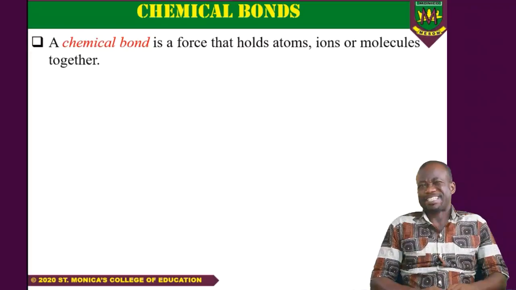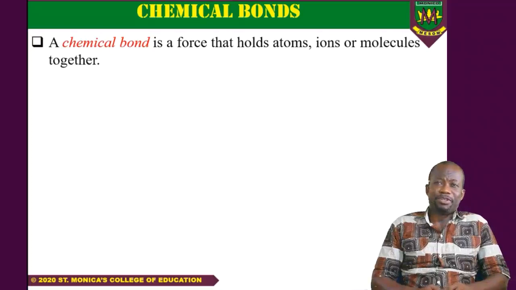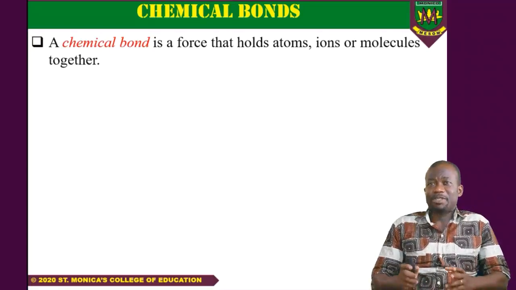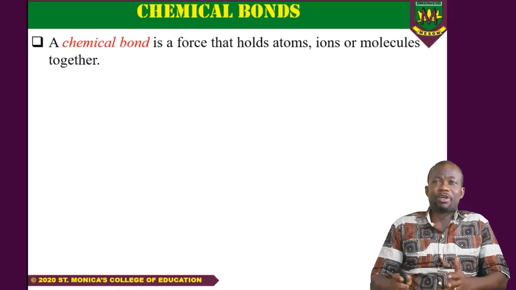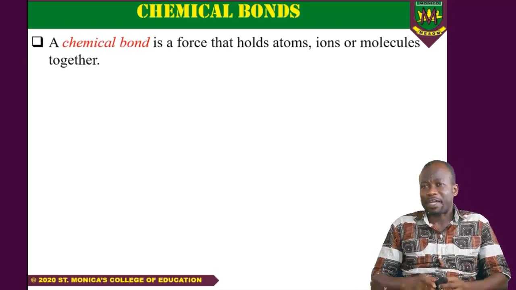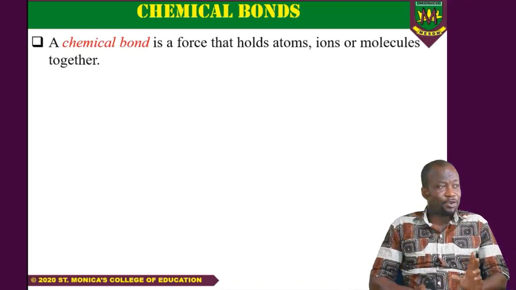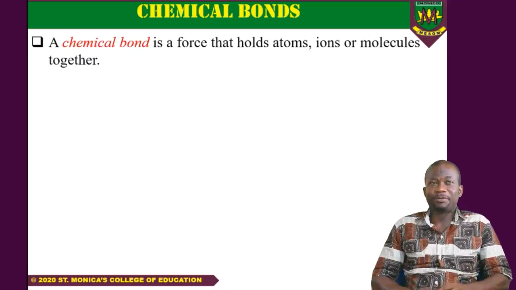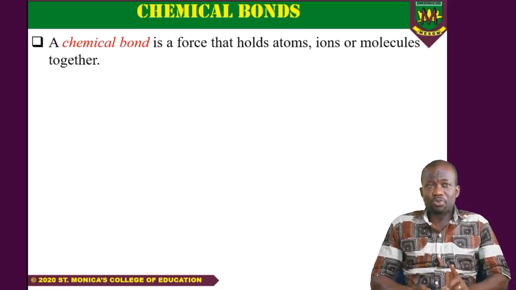So realize that there are some elements that are already stable. For example, when you pick the group 8 elements, we can talk about helium, neon, argon. These are already stable. So hardly will you find any of these elements that I have mentioned in any compound, because they are already stable. So those who go into chemical bonding are those that are unstable in nature, and for that matter they want to achieve stability.